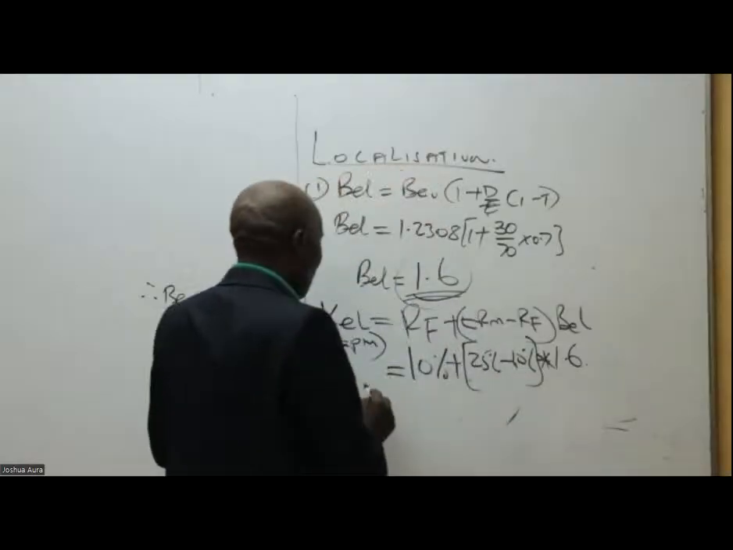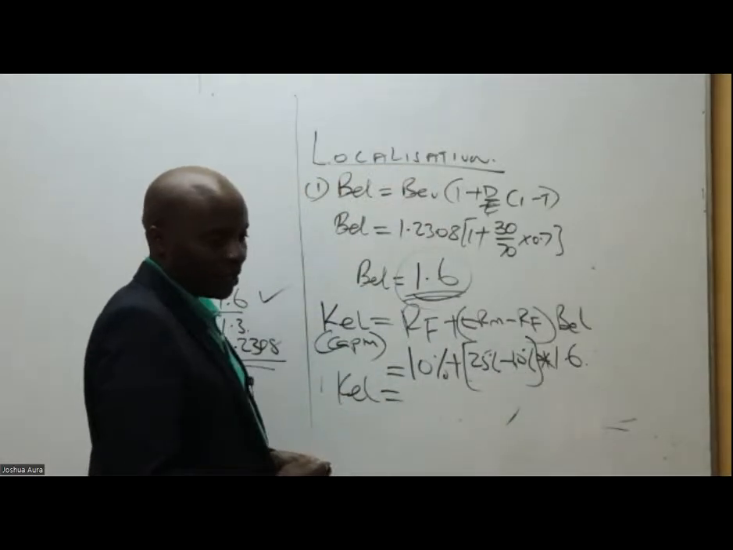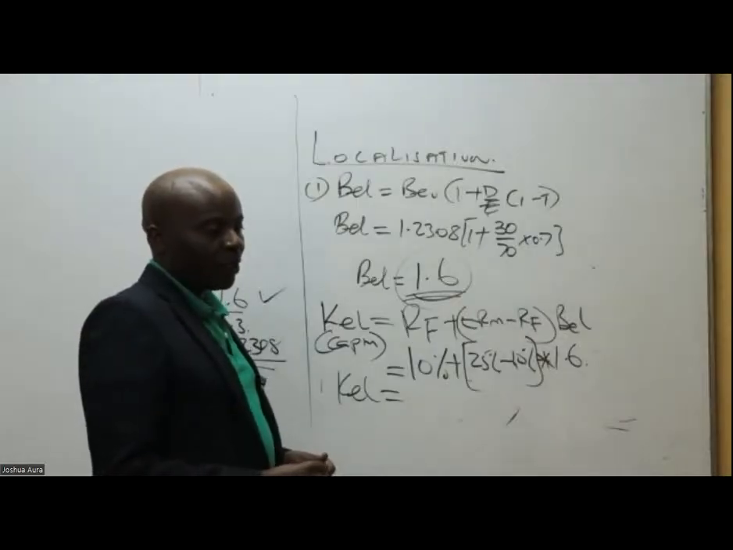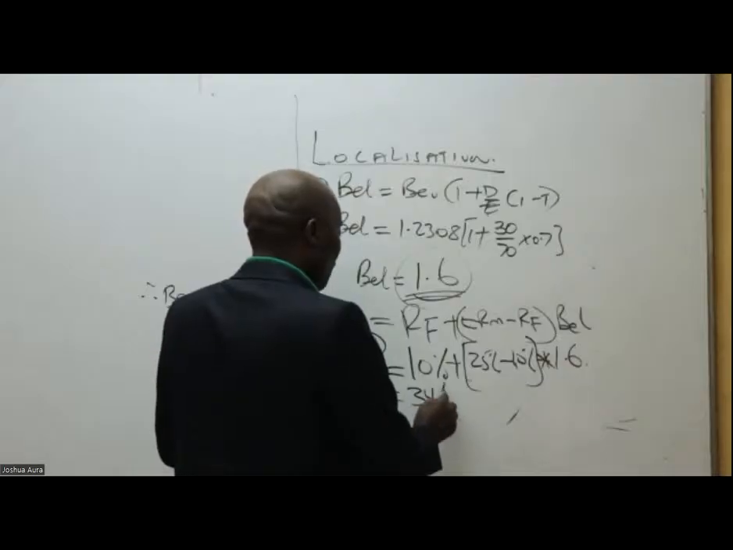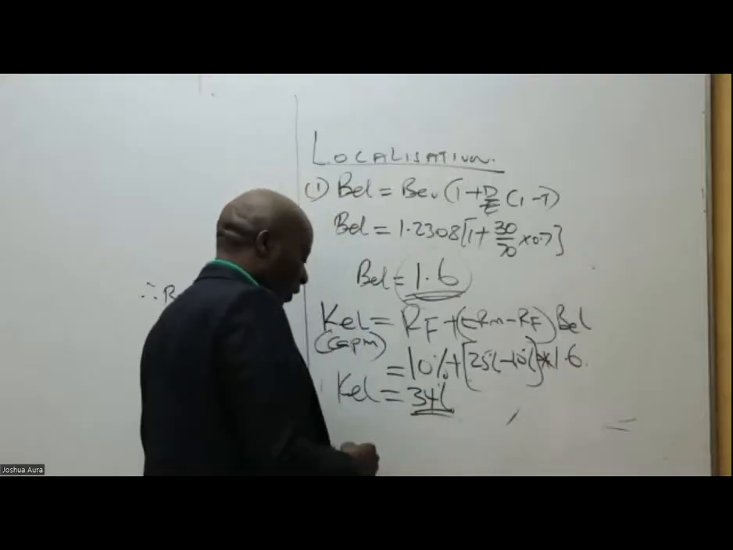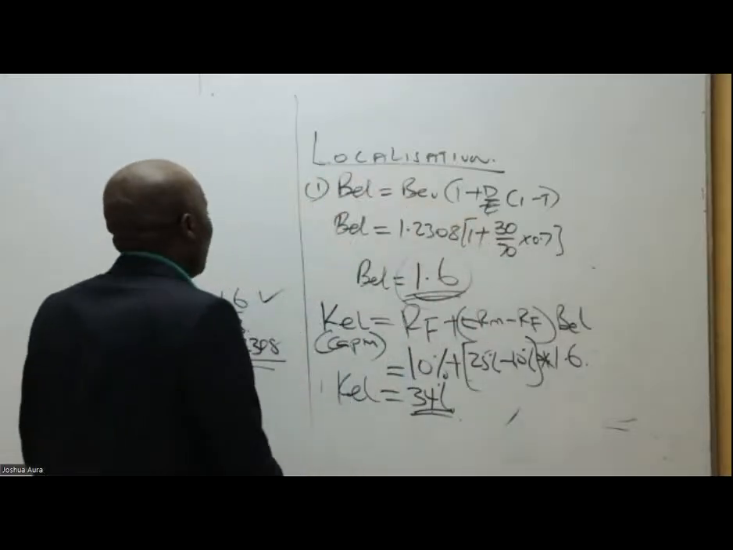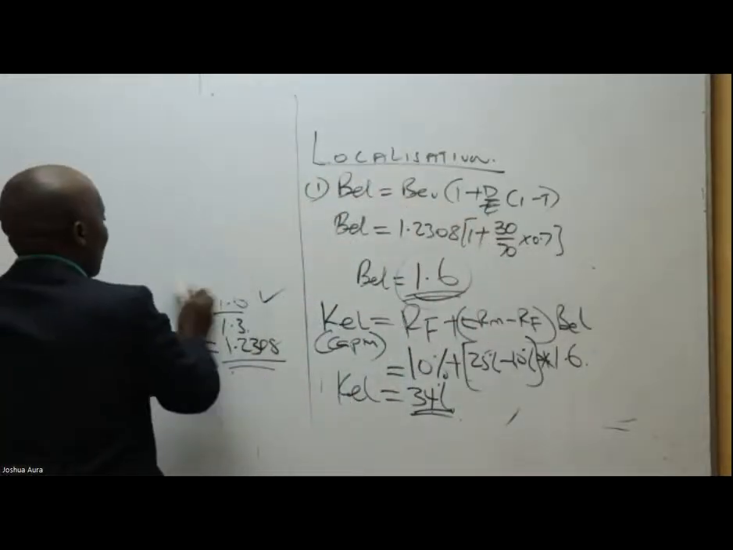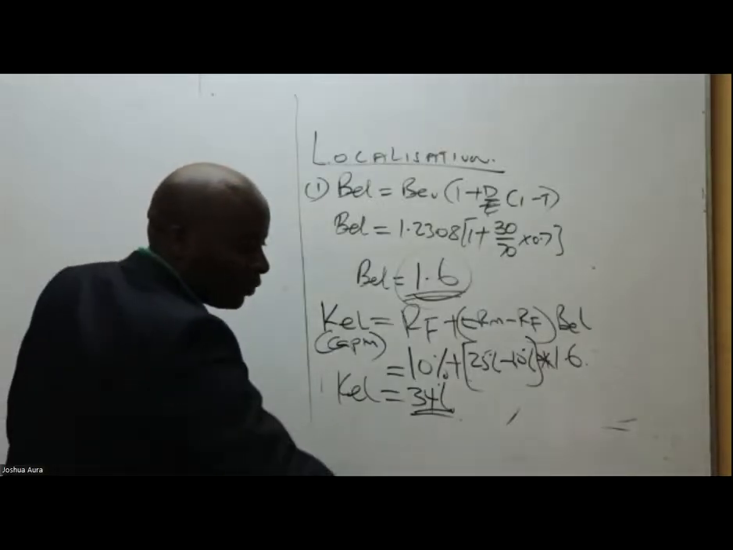Could you kindly give me the scale? Give me the cost of equity. Naomi tells me that this is supposed to be what here? 34%. It's supposed to be 34%. Thank you, and thank you very much.